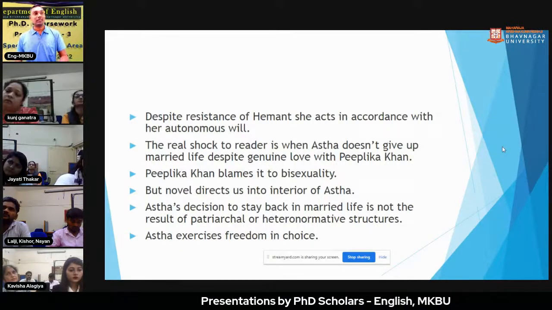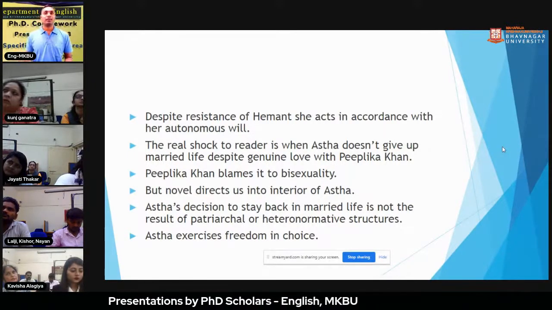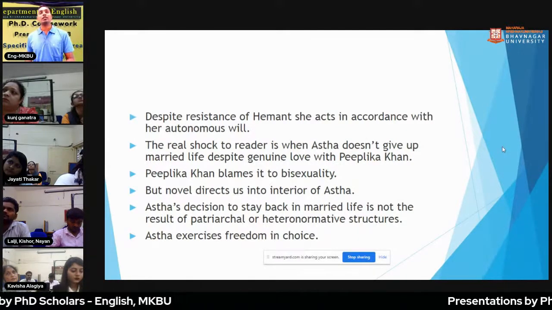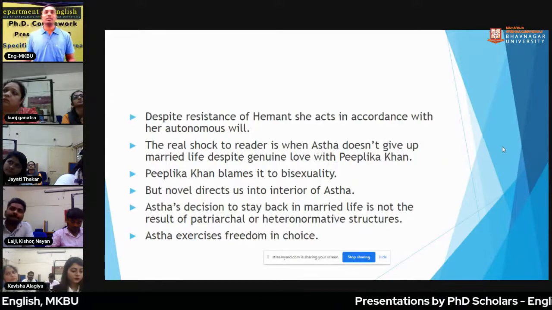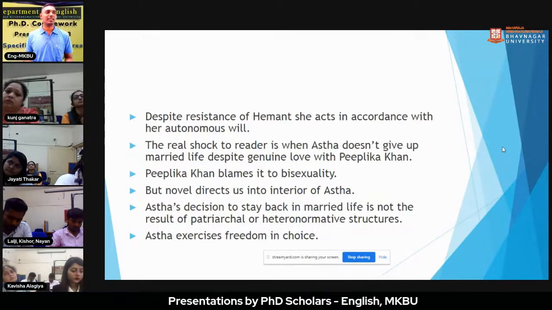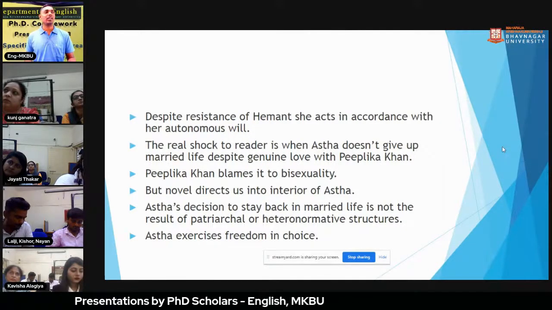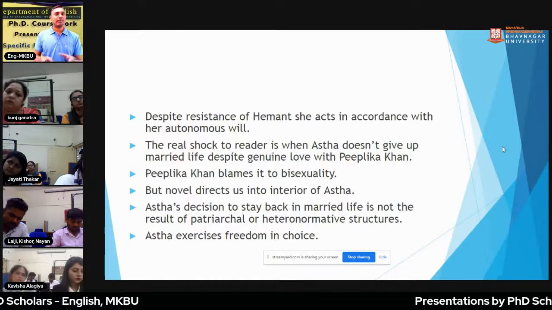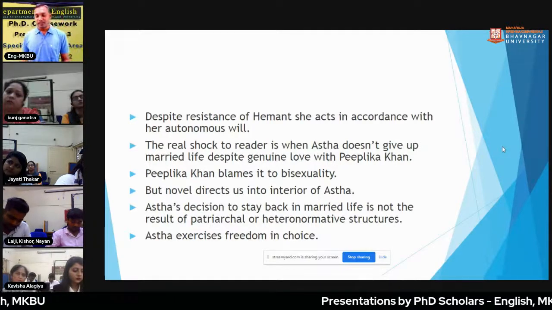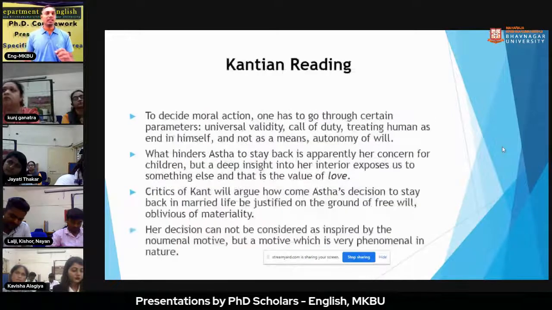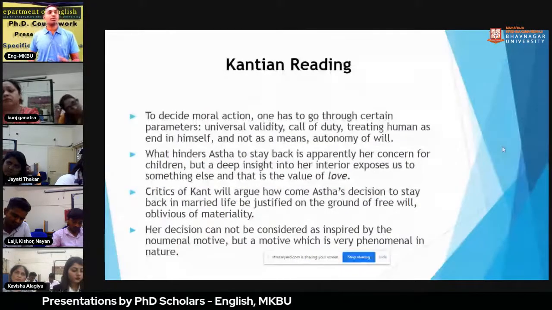So this inaction of Asta, for not stepping out of the house, was blamed by Peeplika Khan on the concept of bisexuality, that bisexual people are always dishonest. Because that is what bisexuality is all about. Bisexual means having comfort with both partners. So this bisexuality is blamed for it. But according to me, as I read this novel, I come to know that it is not just bisexuality which is to be blamed, but it is more than that.